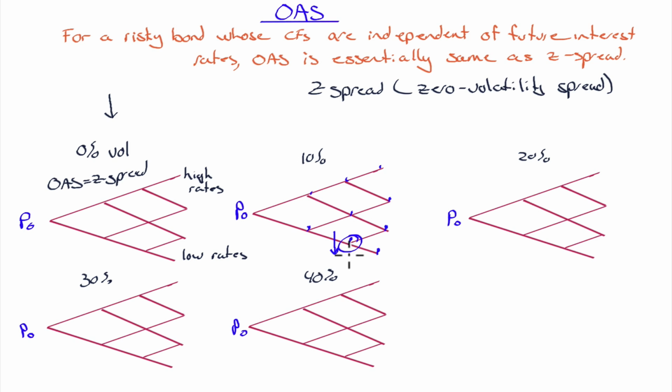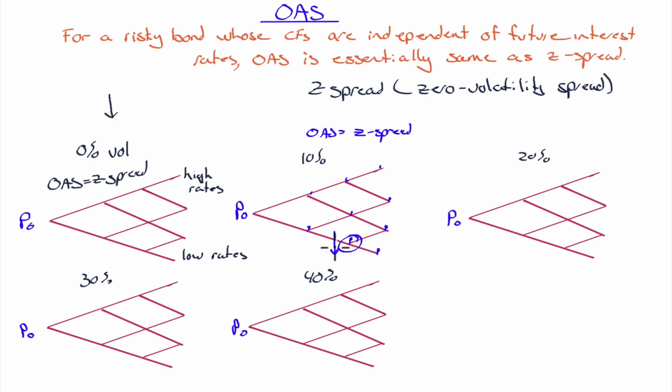Let's imagine it wasn't called. Let's imagine that nothing here happened. It wasn't called at all. The OAS would equal the Z spread. In fact, at all these volatilities, 20%, 30%, 40%, if the bond was never called, if the call price of the option was set such that it would never be called, the OAS would always equal the Z spread. But here it got called.